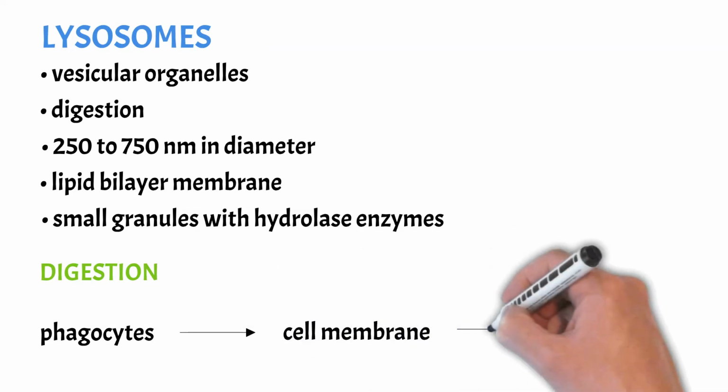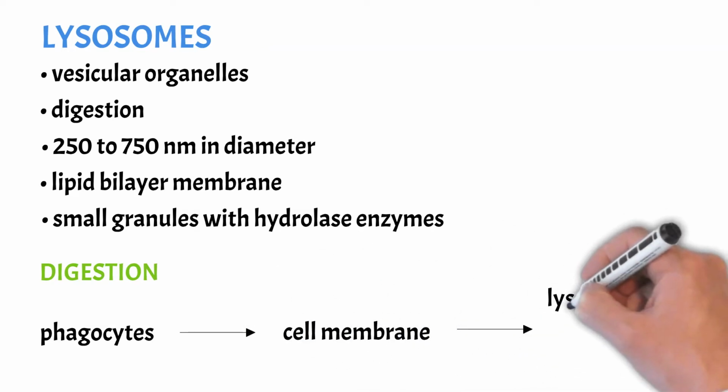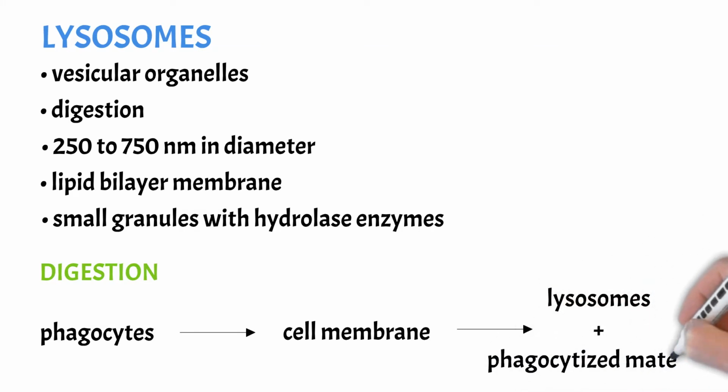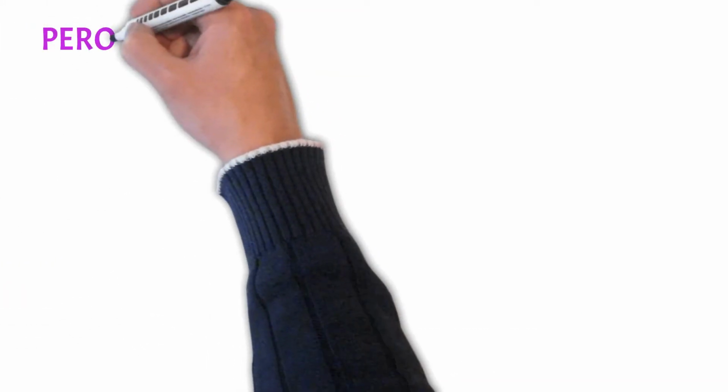The membrane of the lysosome fuses with the membrane that surrounds the phagocytized material, and this enables the lysosomal enzymes to digest it. Now let's talk about peroxisomes.